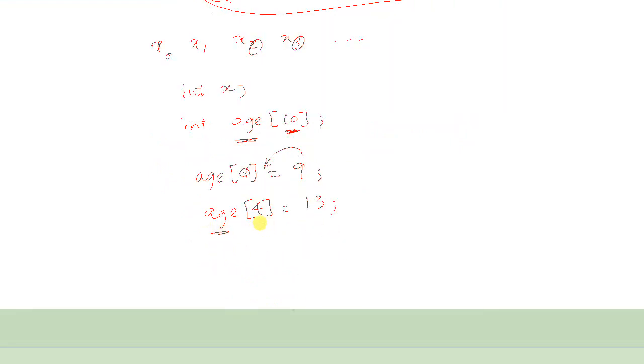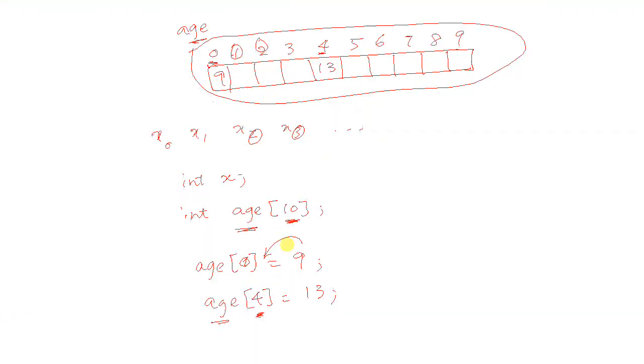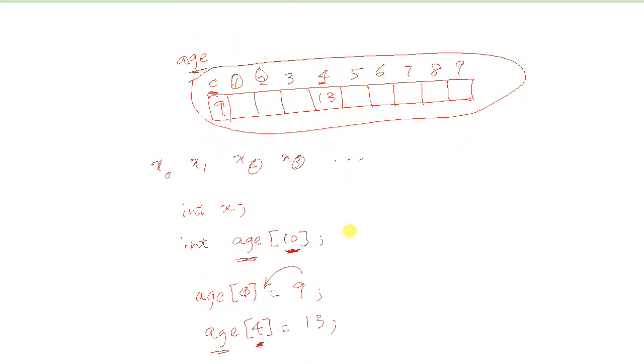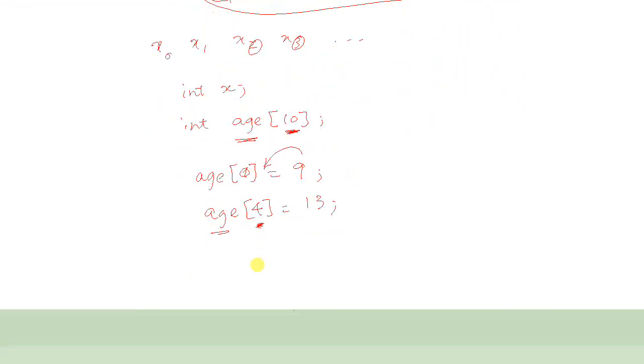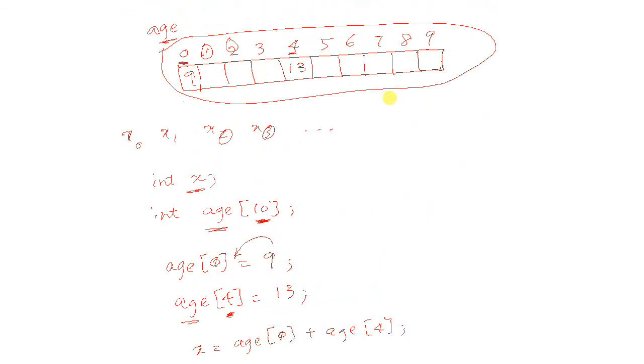It's basically the age of the student whose number is 4 or ID is 4. These could be the IDs of the students. So the age of the student whose ID is 0 is 9. Age of the student whose ID is 4 is 13, and so on. So this is how you access the individual elements in an array. If you want to add these two ages and store it in the variable x, you can do that. x is equal to age of 0 plus age of 4. Very simple. So this was the basic concept behind arrays.